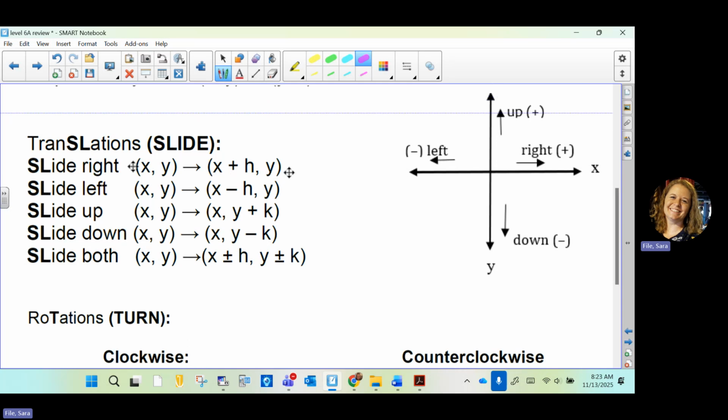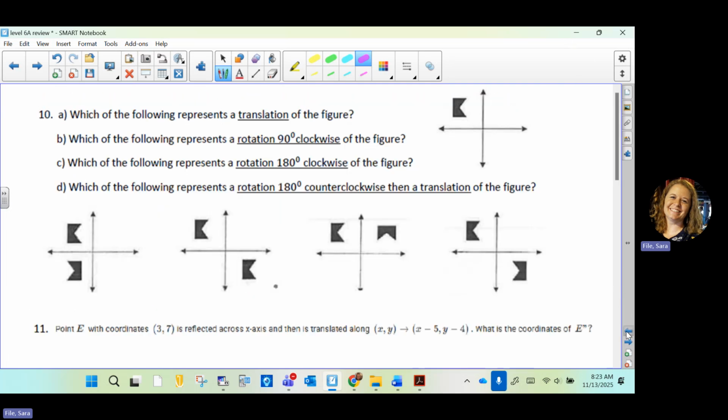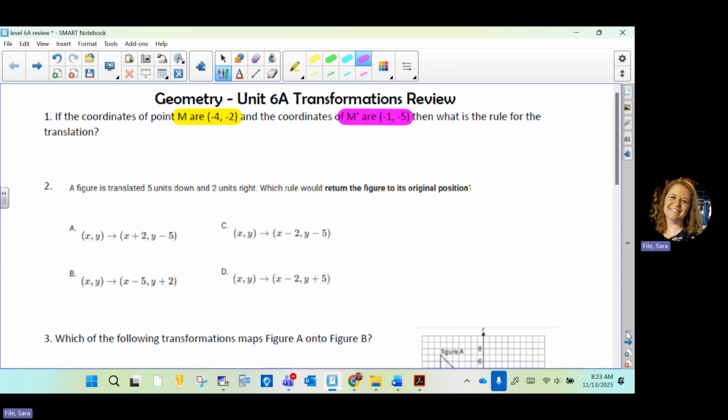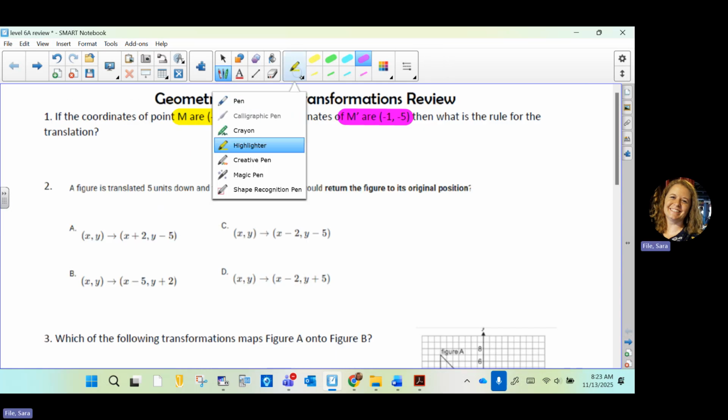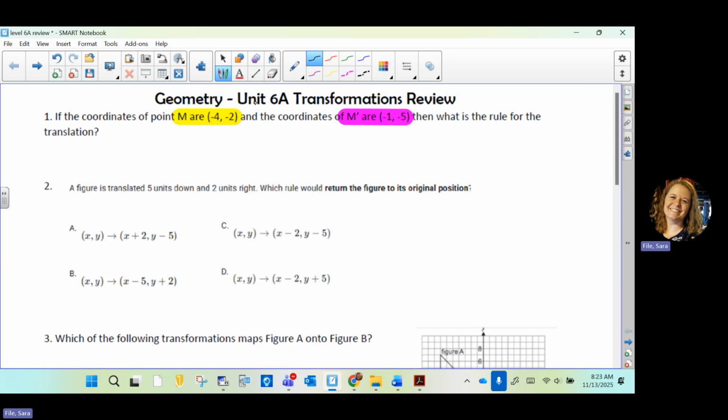Here, with a translation, you're adding and subtracting, and that's going to change the numbers, because you're adding or subtracting some value to or from it. So I know right away this has got to be a translation. Now I just have to figure out which translation. How did my x go from -4 to -1? Did I add or subtract?